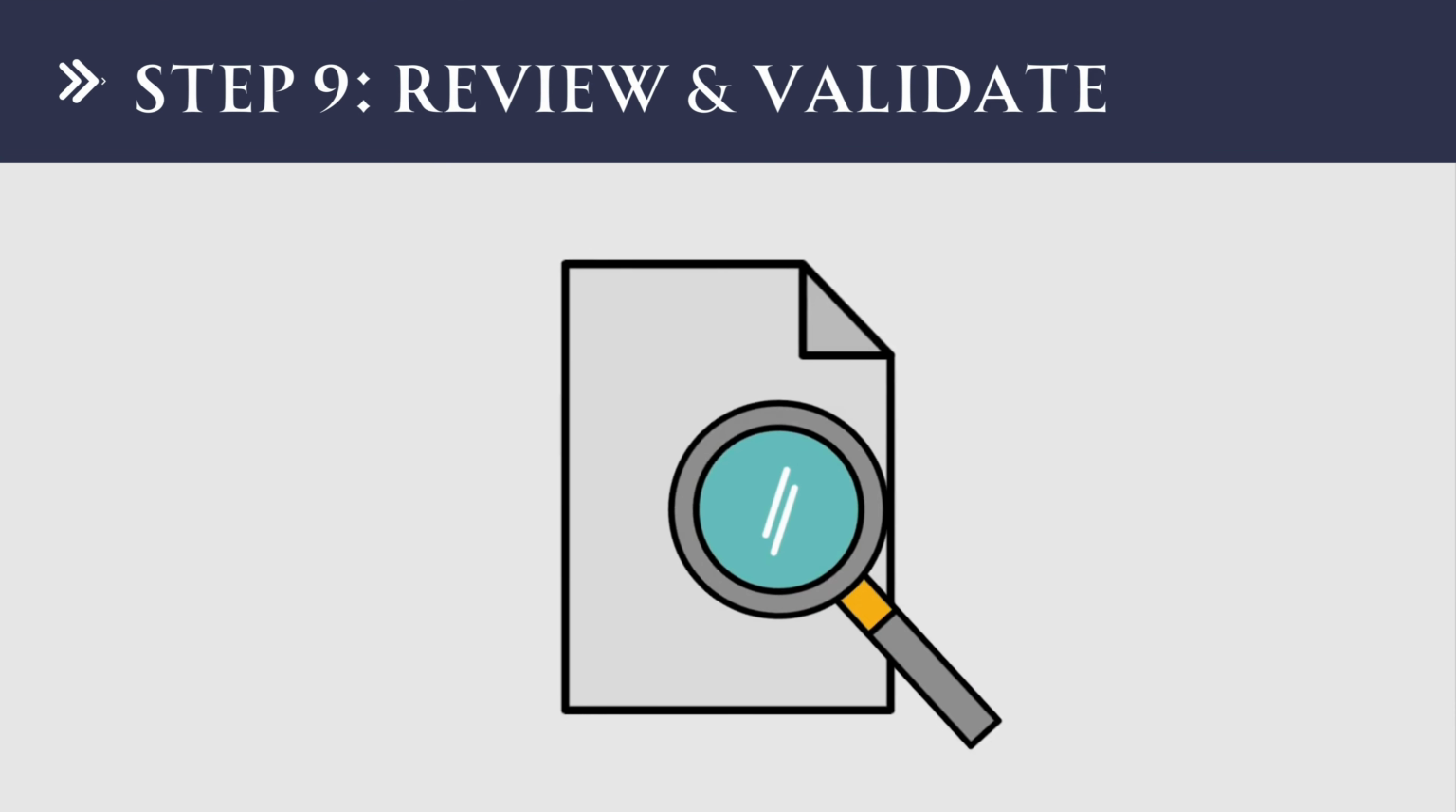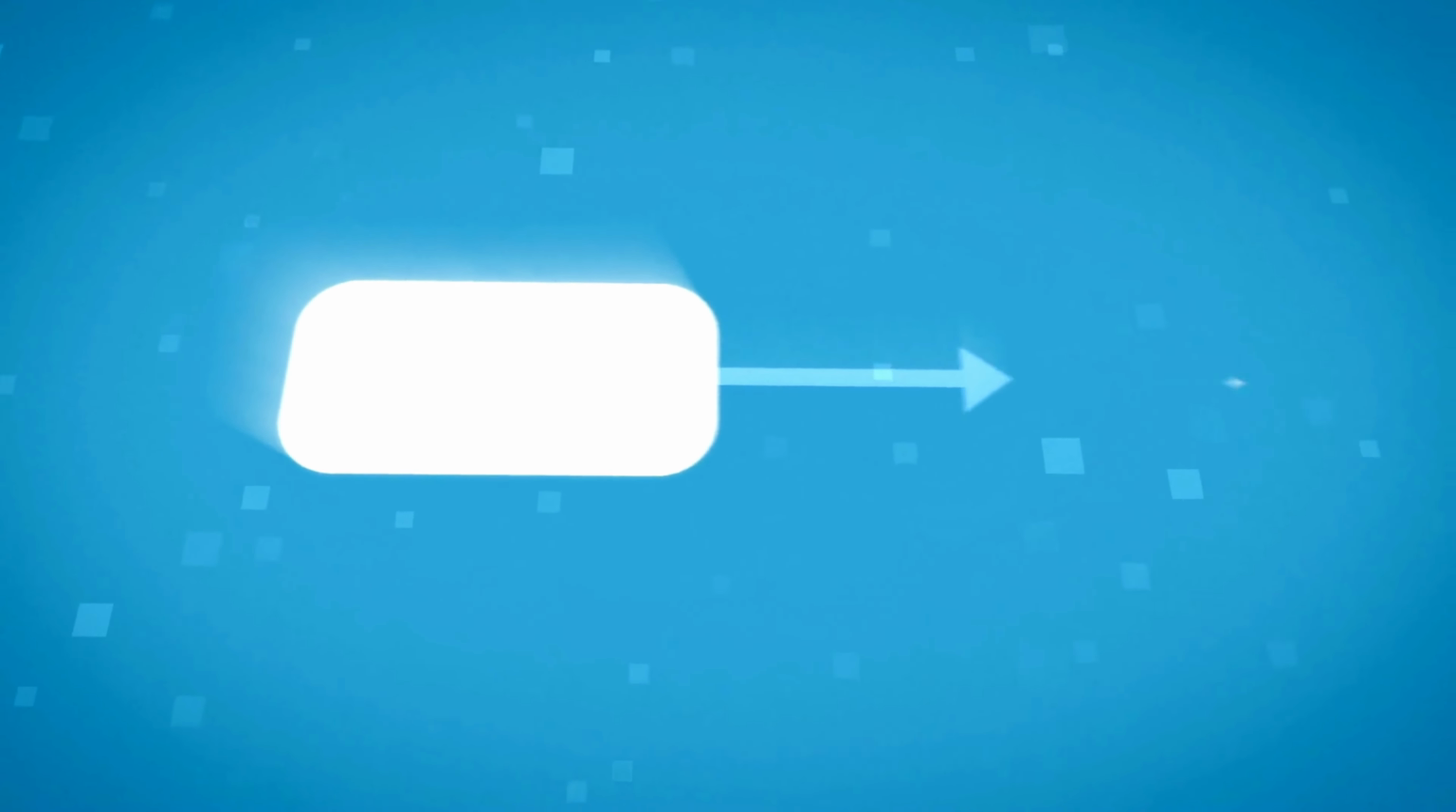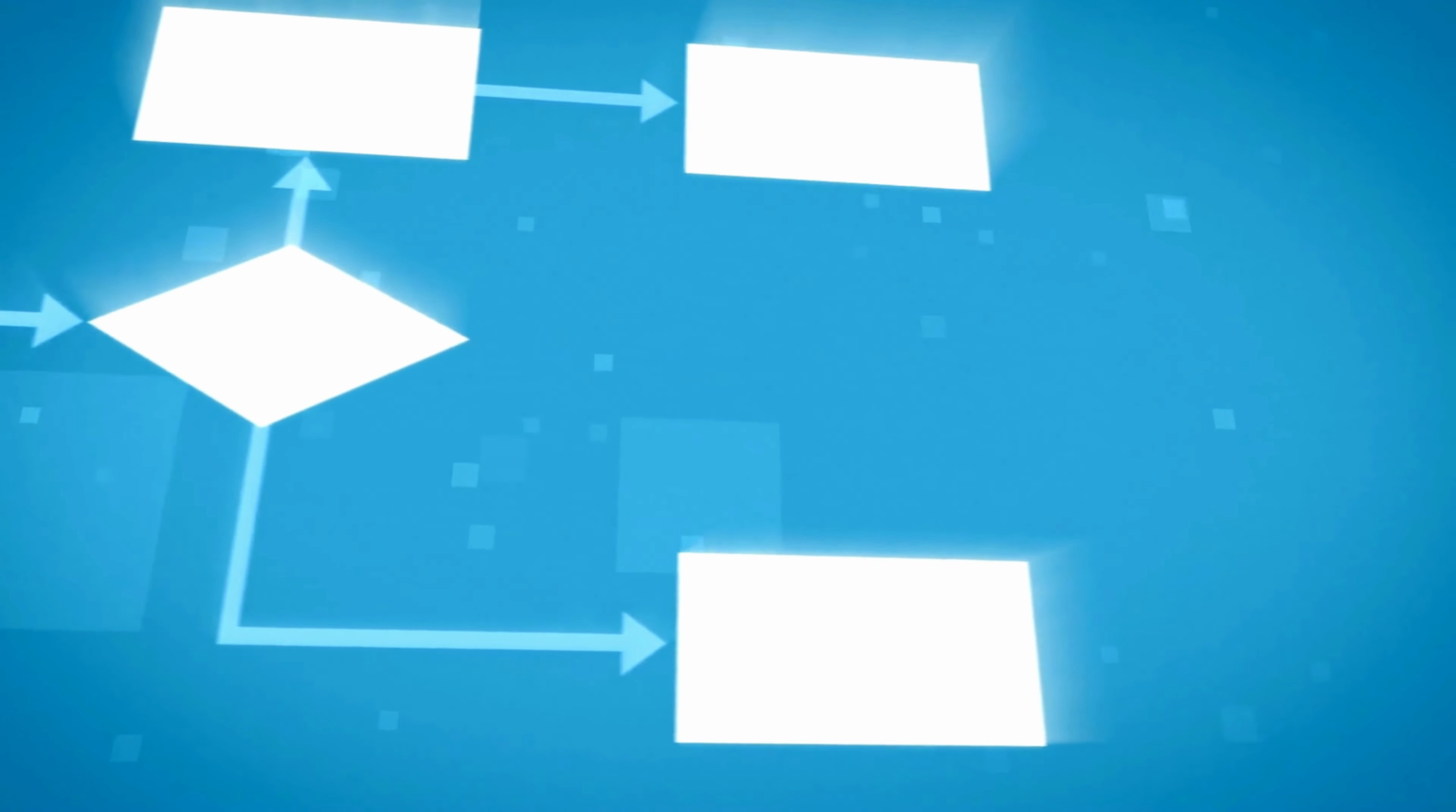Step 9. Review and validate. Review your flowchart for accuracy and clarity. Make sure all steps and decision points are clear and logically connected.